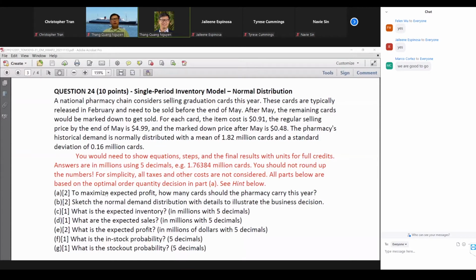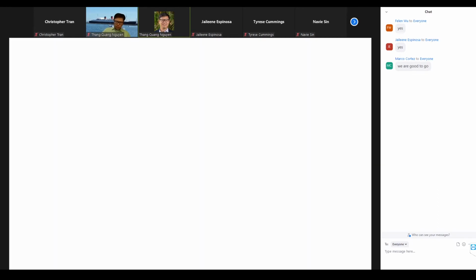So in part A, we need to find the optimal quantity that we should carry. In part B, we need to illustrate it by a sketch. In part C, what is the expected inventory or the leftover at the end of the season? Part D, expected sales during the season. Part E, what is the expected profit, right? We try to maximize the expected profit, so what is that expected profit? In part F and part G, we need to find the in-stock and the stock-out probabilities, right? Okay, so let me go back to the whiteboard and work on this with you.